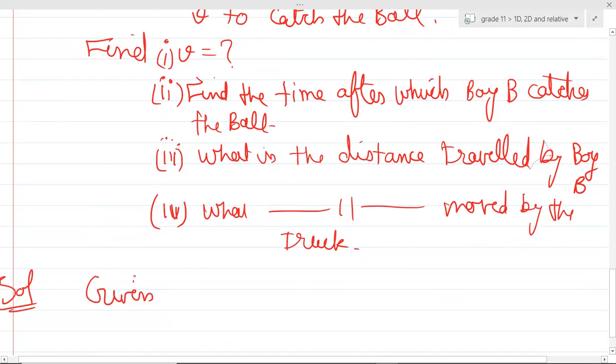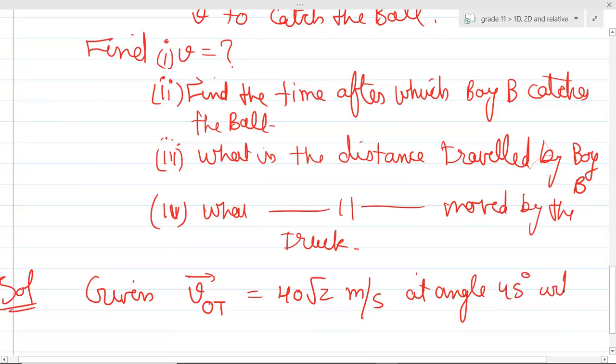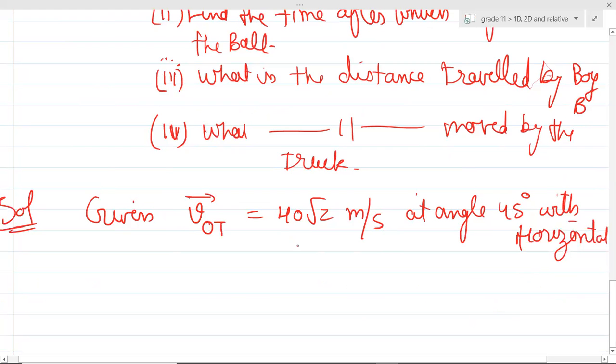Given, the velocity of the object with respect to the truck is basically 40 root 2 meter per second at an angle of 45 degrees with horizontal. But do we write like this in vector form? No, this is not how we write in vector form. So we will write it in vector form. Let's say this is theta, which is 45 degrees.